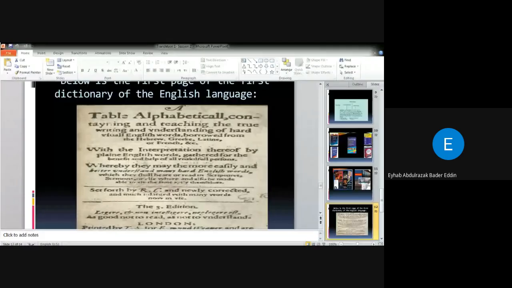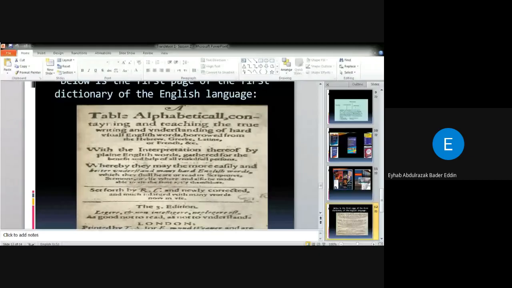Okay, now below is, there is a line called below is. Can you see it? Yes, doctor, we can see it right now. What is written? Table alphabetical.